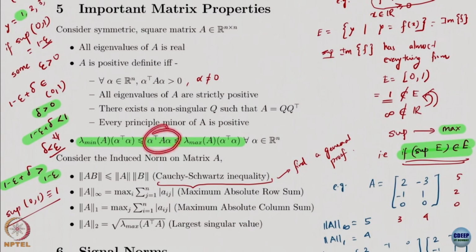this is what is a quadratic form. Then it is lower bounded by lambda min alpha transpose alpha and upper bounded by lambda max alpha transpose alpha. Very simple but very important inequality. We keep using this regularly in our Lyapunov analysis, so please remember this.